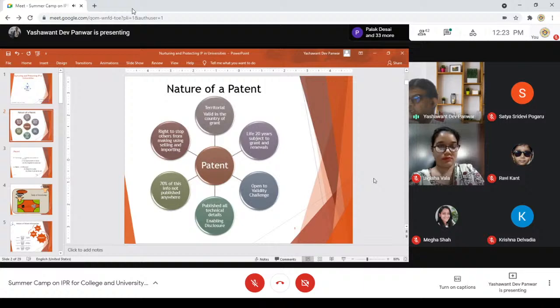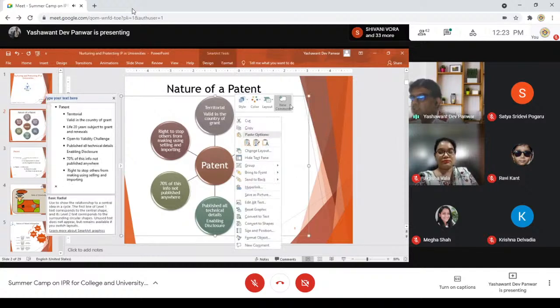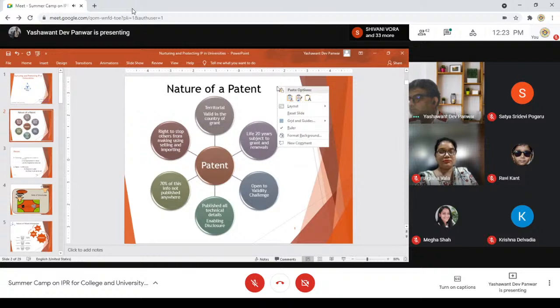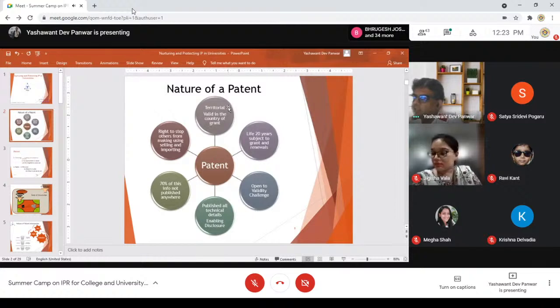I firmly believe that in the last 2 days, since yesterday, you have been exposed to patents in detail, but I would like to reiterate a few basic components of a patent, or in other language, the nature of a patent. All of you are aware that a patent is strictly territorial in nature. So it means it is valid only within the country of grant. So if an Indian patent is granted, it is valid in India. If you seek protection in multiple countries, you have to file in different countries.